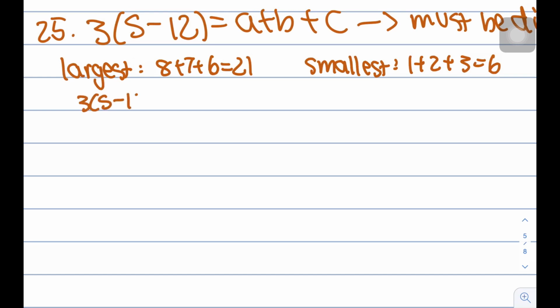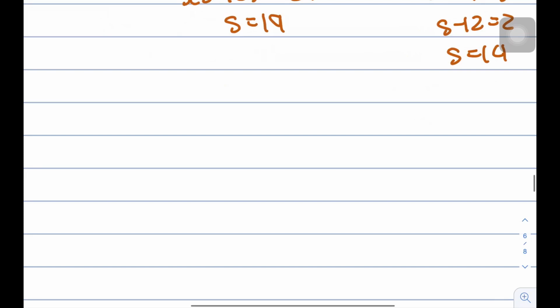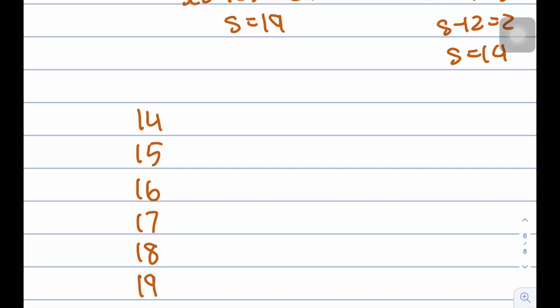And then from this, I get 3S minus 12 equals 21, and get S equals 19. Here, 3S minus 12 equals 6, S minus 12 equals 2, so S equals 14. So we know that the options for S are between 14 and 19. So we have 14, 15, 16, 17, 18, and 19. Then we're going to see how we can work it out using the equation.